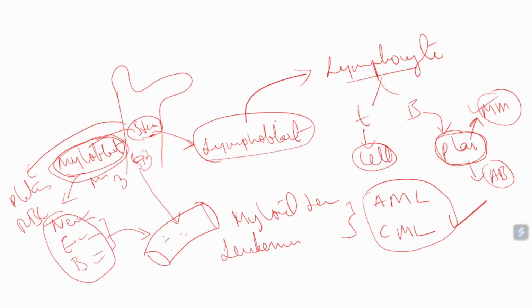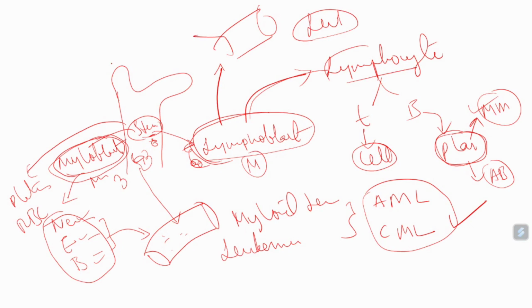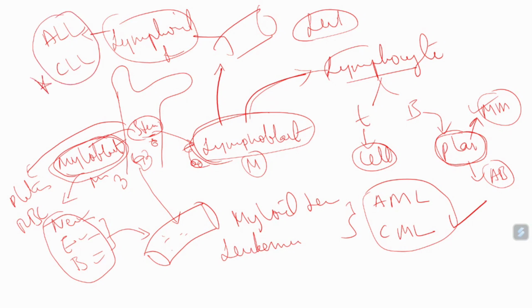Now, if the lymphoblast is not maturing into lymphocyte, what happens? For example, if any mutation occurs, the lymphoblast will not mature into lymphocytes. In that case, these lymphoblast cells will start dividing rapidly in the bone marrow and spill into the blood, and it will again cause leukemia, and this leukemia is called lymphoid leukemia. In lymphoid leukemia, we have two types: acute lymphoid leukemia and chronic lymphoid leukemia. These two concepts also we have already discussed in our previous classes.